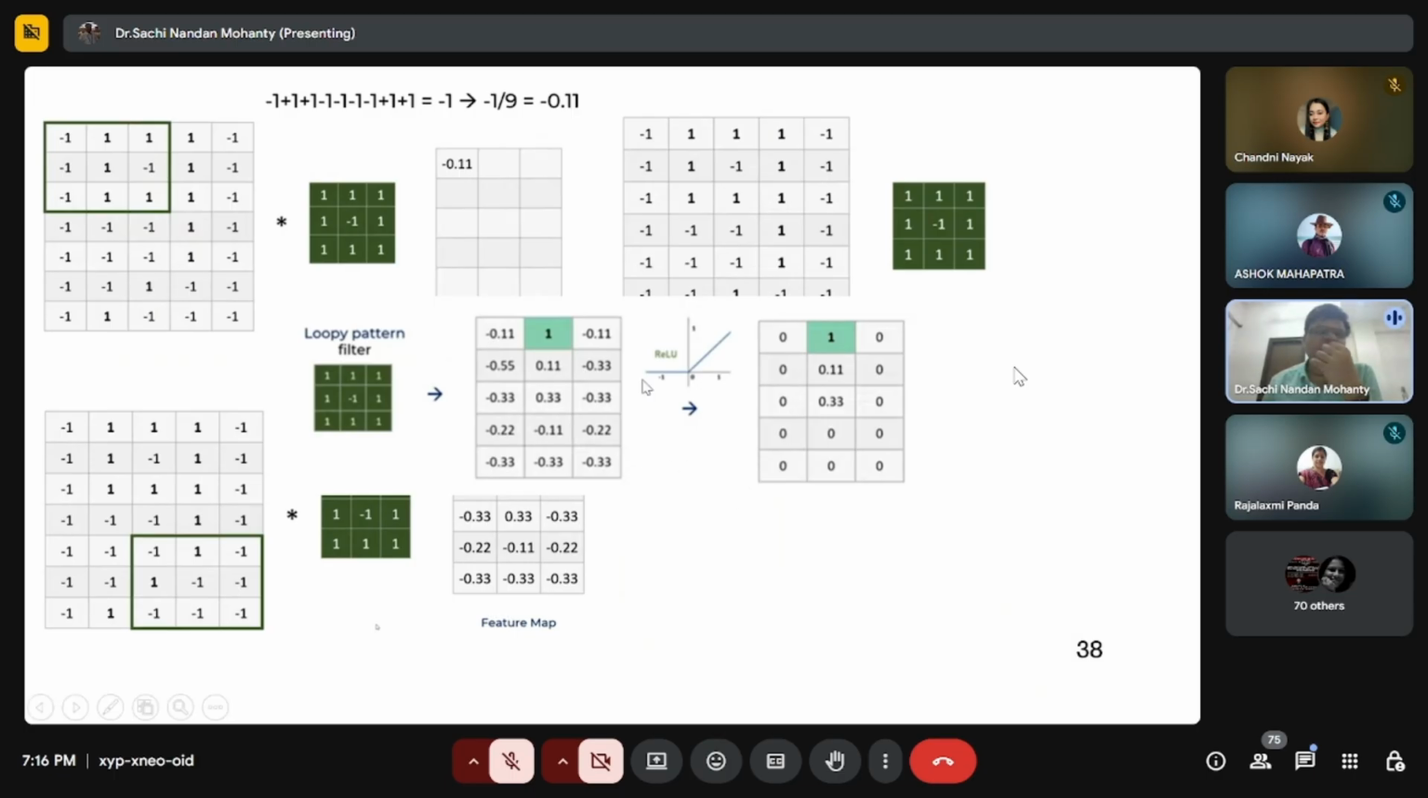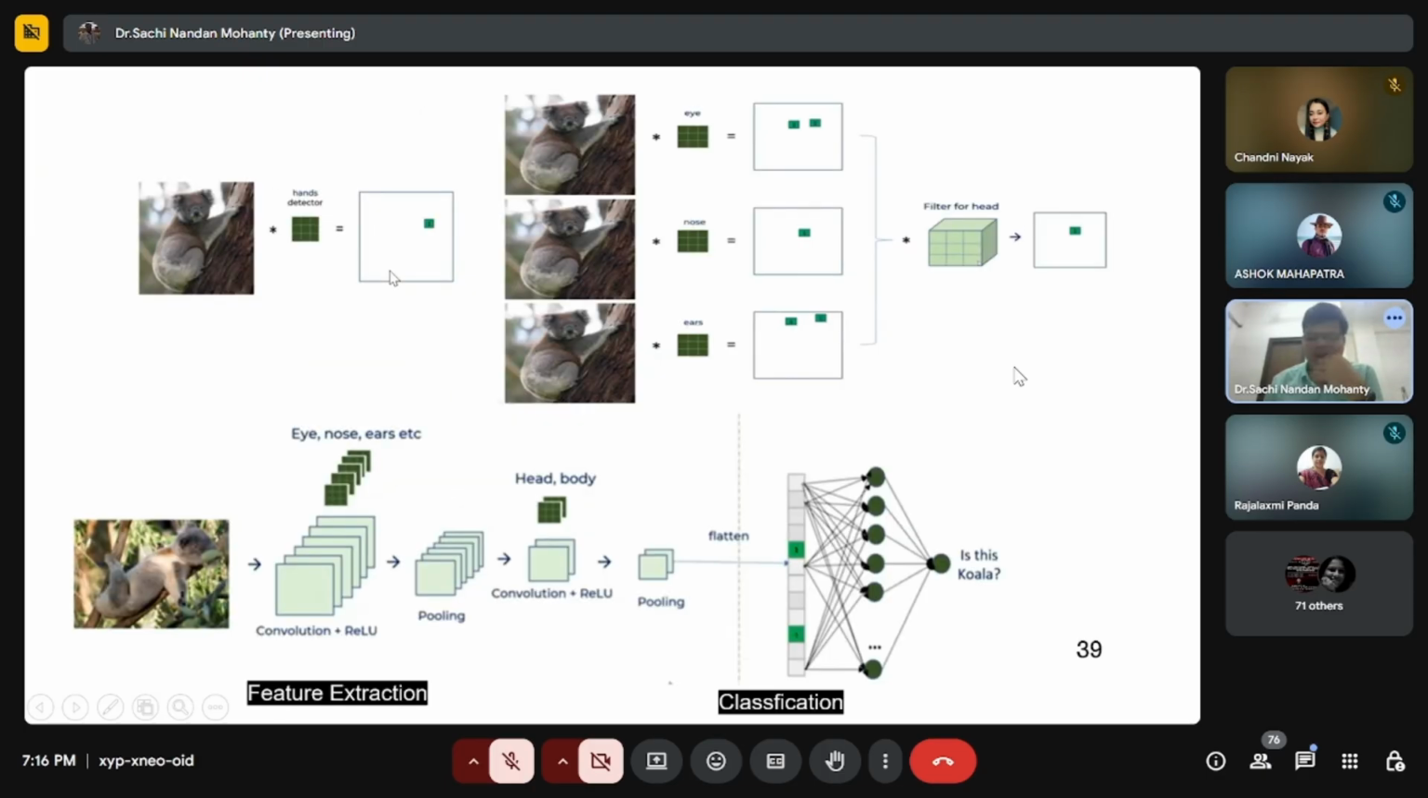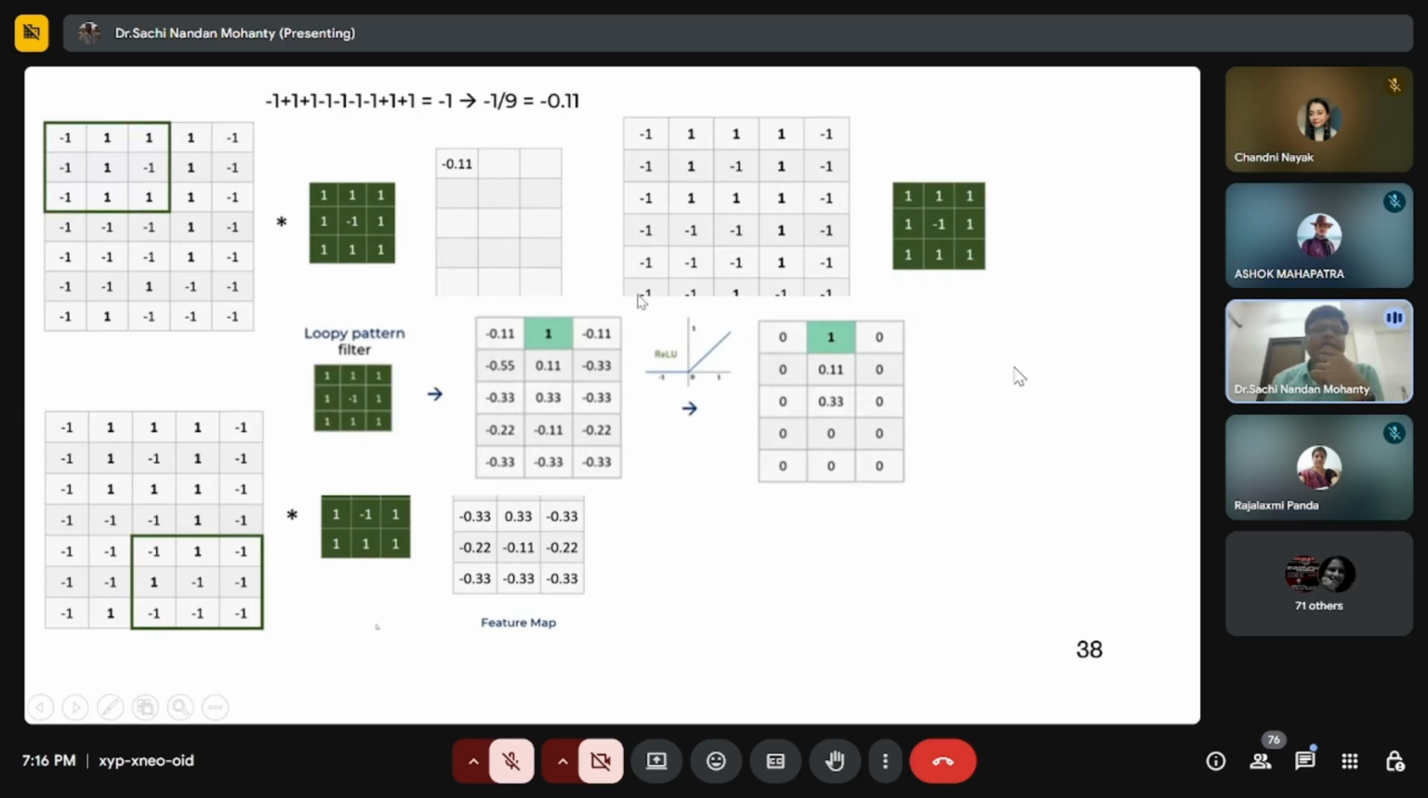So this is the kernel size, and you multiply -1 into 1, -1 into 1, 1 into 1, 1 into 1, sliding and multiplying. Then -1 by 9 is 0.11. You find 0.11. Similarly, next, the sliding will come here. Again multiply, and again you will get the value. And this is nothing but the feature map.